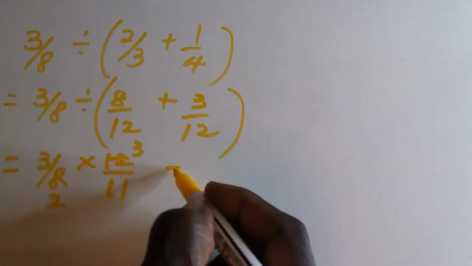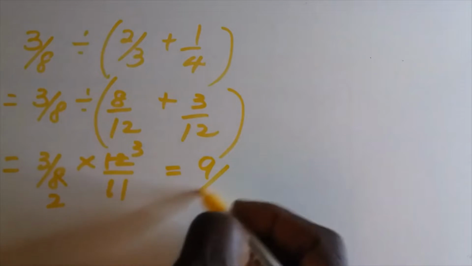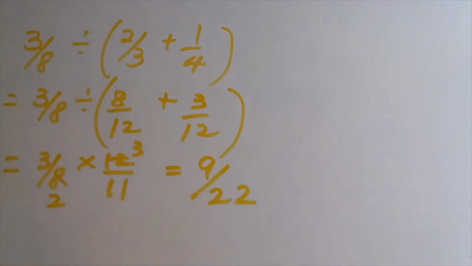9 in the numerator, 3 3s are 9, and 11 2s, 22 in the denominator. 9 and 22 do not have any common factors greater than 1. So this is the lowest simplification we can make.